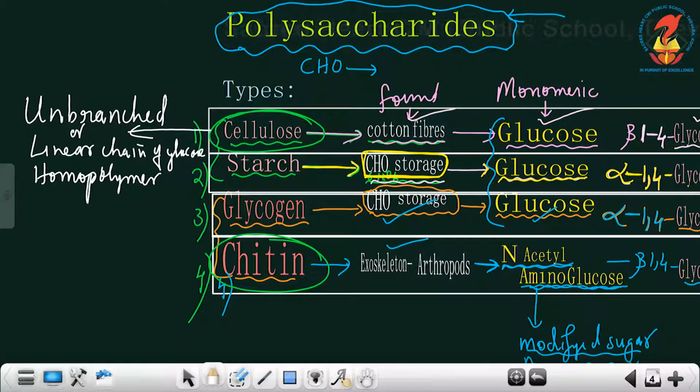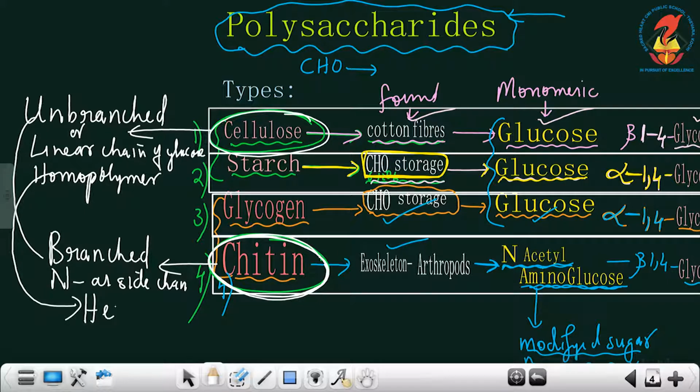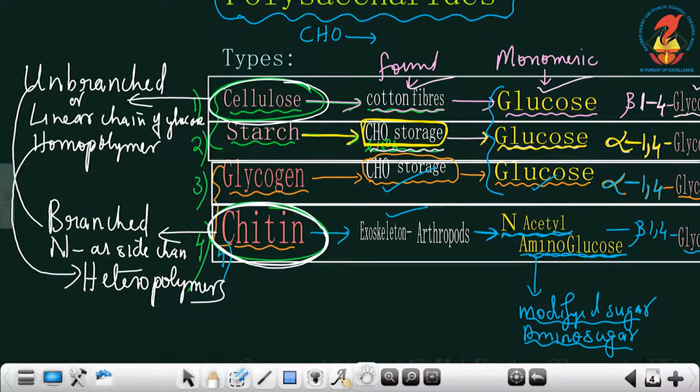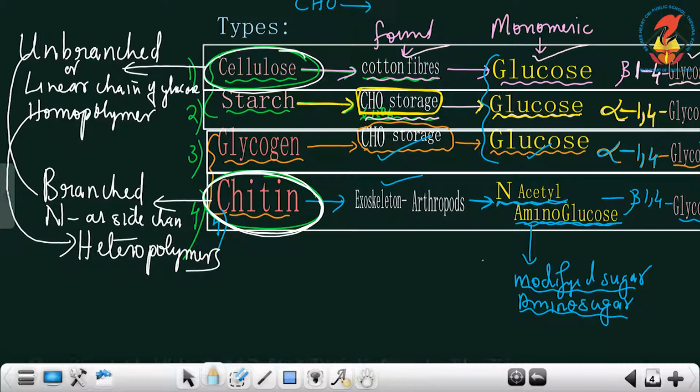So, the simplest form of polysaccharide is cellulose, and the most complicated, complex, hard, strong chemically and physically is chitin. The reason is, it is just the opposite: it is highly branched, and the branches have nitrogen as side chains. Then it is a heteropolymer, that is, the monomeric units are different. Not only that, to add to this rigidity or strength, making the chitin hard, is the specialty of the glucose.